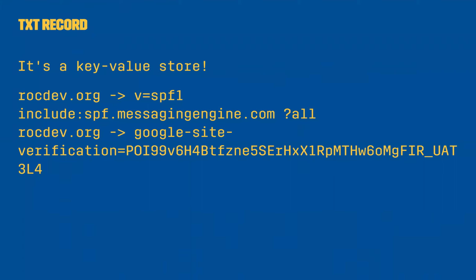TXT records, these are fun. It's really just a key value store. So if you were to check RocDev.org's text records, you would see a couple of them here. Probably should have spaced those. When you're validating that you own a domain, like with this Google site verification, you can put them in text records. This is also how Keybase checks that you own certain domains.